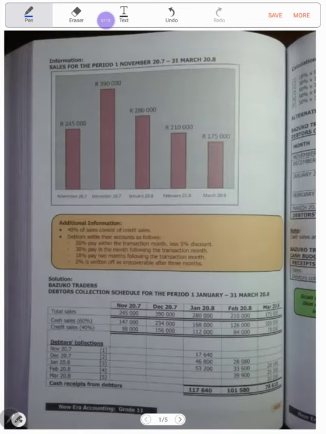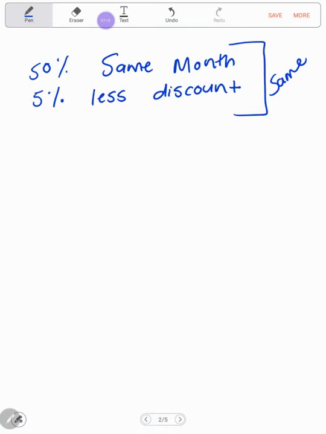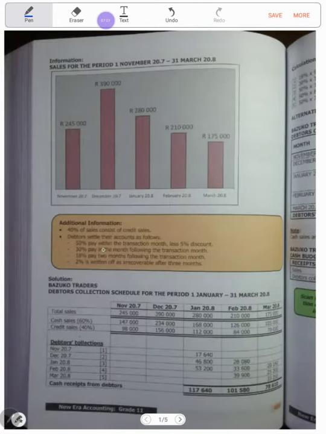Same month. 30% pay in the month following the transaction. So 30% pays 1 month later. What does that mean? 30% pay in the month following the transaction. So if the transaction took place in July, 1 month later would be August. So 30% of the debtors pay 1 month later, which will be the following month.